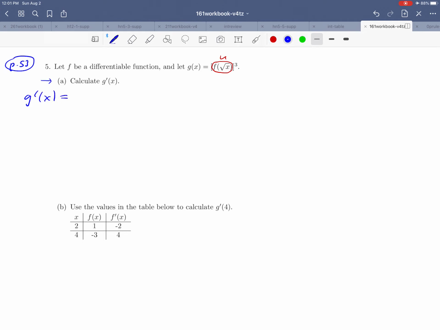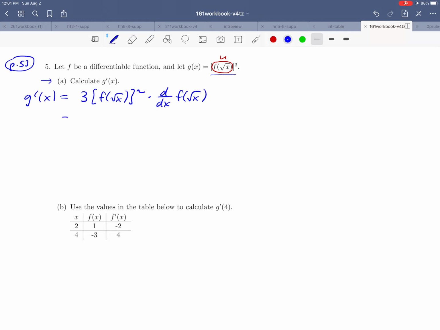So our whole function looks like u cubed. How do you take the derivative of u cubed? Well, that's a power rule. You just get 3u squared, and our u is f of the square root of x. So we're going to get 3 f of the square root of x squared. And the second part of the chain rule is to multiply by the derivative of the u, which in our case is f of the square root of x.